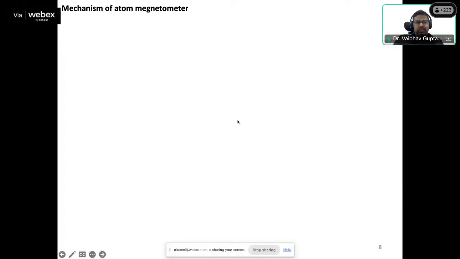Now let's discuss the mechanism of the atomic magnetometer. Suppose you want to build an atomic magnetometer, what is the basic principle? The principle is not very complex, it's a simple principle. A rubidium atom is there, and this rubidium atom has some sort of spin associated with the atom.